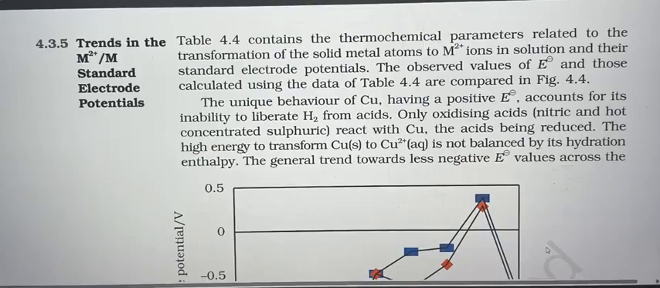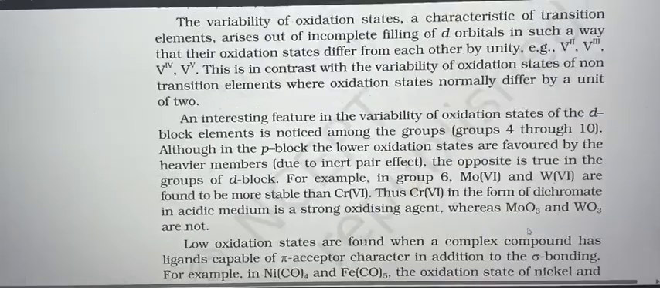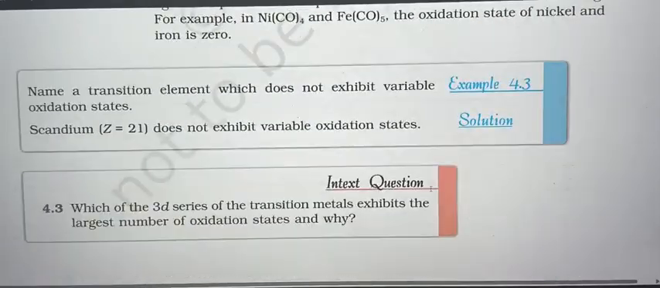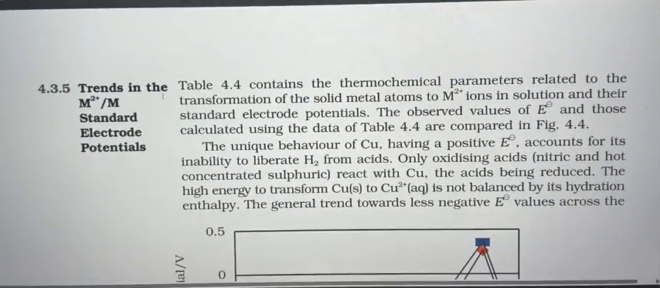So, we were doing chemistry chapter D and F block elements, where in the last class we did till this part, the oxidation states and these two questions. So, now let us start with trends in the M2+/M standard electrode potential.